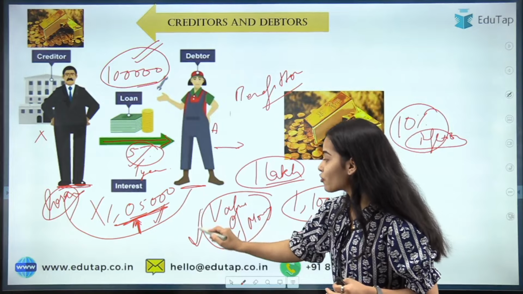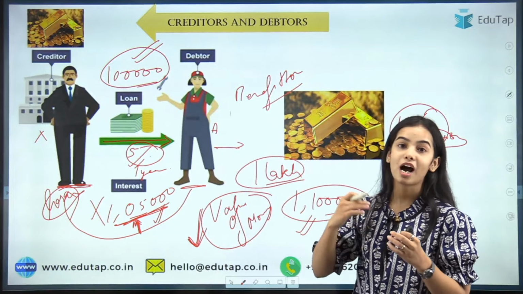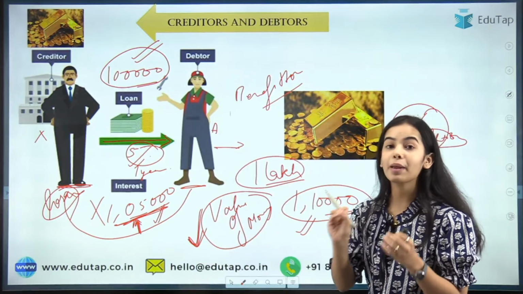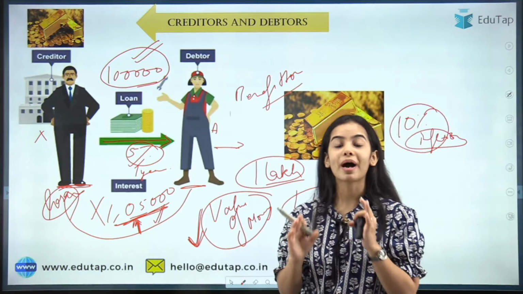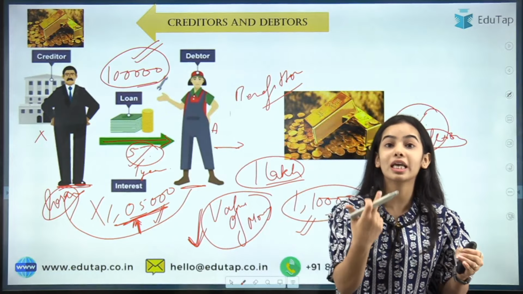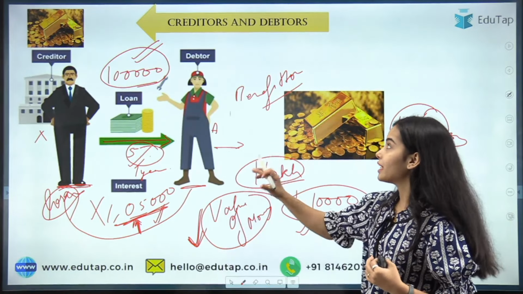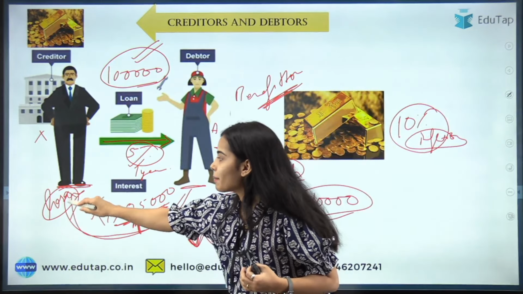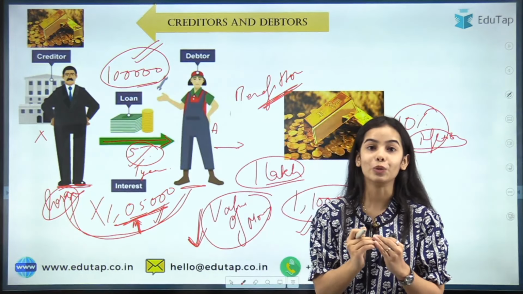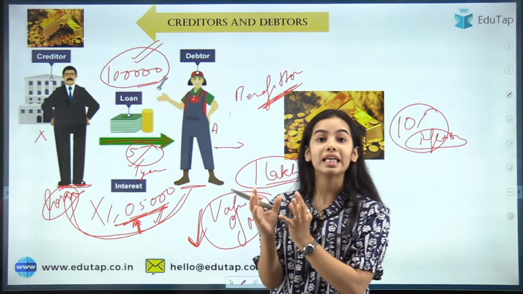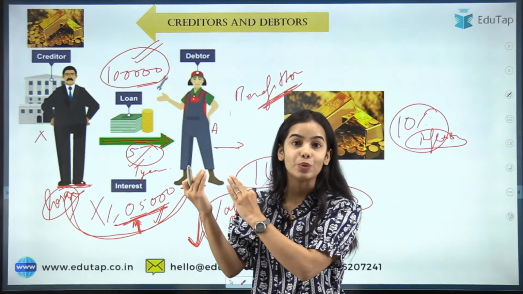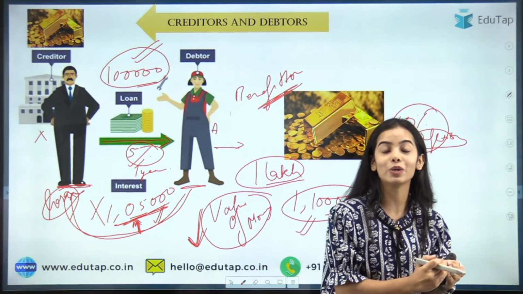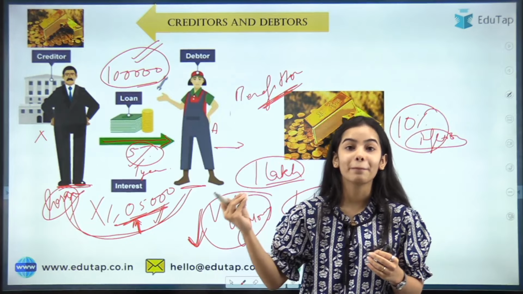So the value of money has decreased because after a year, due to inflation, the value of money has decreased. With the same amount, you are not able to buy the goods and services that were available to you before. And the debtor has benefited. Why? Because the debtor is giving money that has lower value. The debtor has taken the money when the money had higher value and is giving it back when the money has lower value. So actually the debtor has benefited.